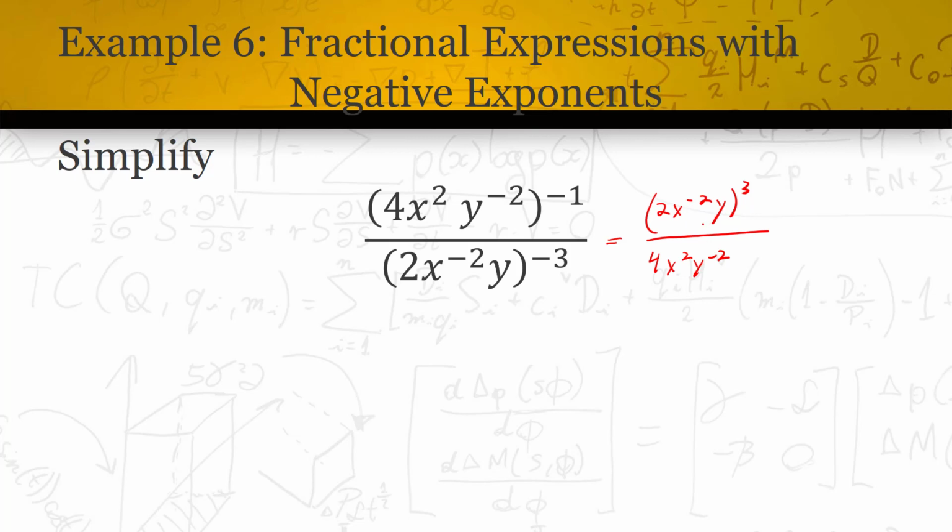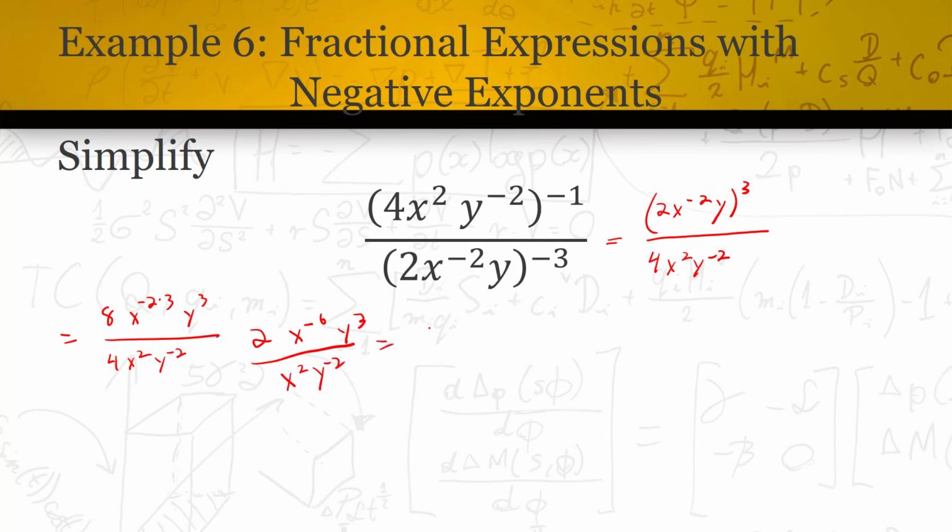Now, since these are still actually two different bases, it might make sense to apply the power rule to this. And if I do, I will have 2 cubed, which is 8, x to the negative 2 times 3, y cubed, divided by 4x squared y to the negative 2. All right, well, 8 divided by 4 is 2, so this will be 2x to the minus 6 y cubed divided by x squared y to the negative 2.